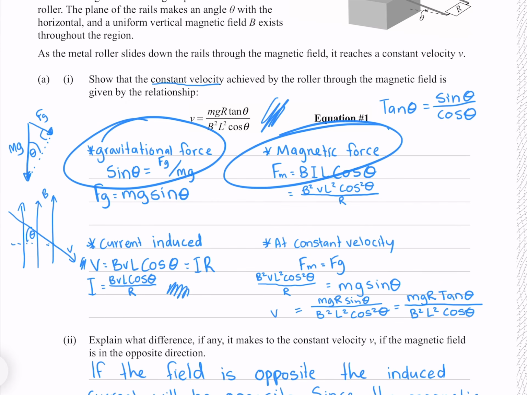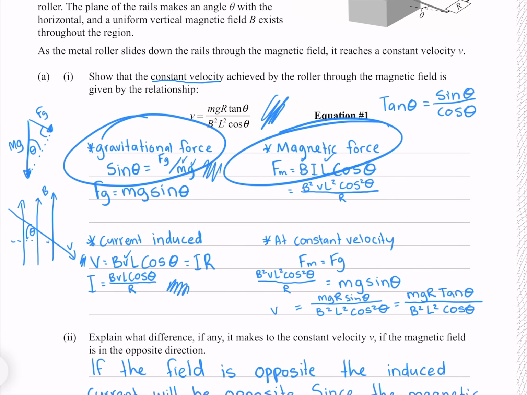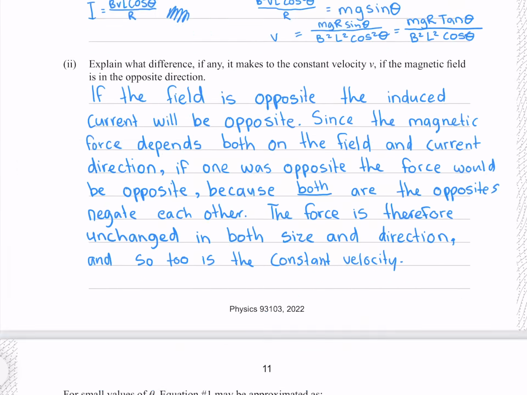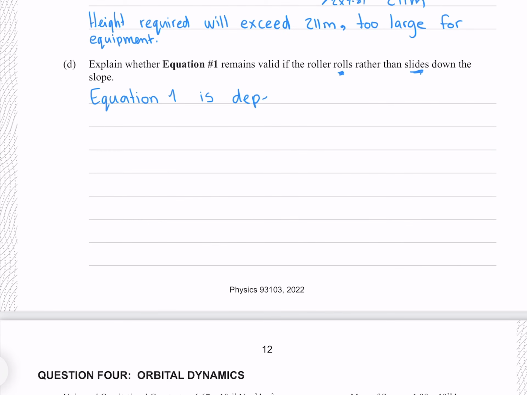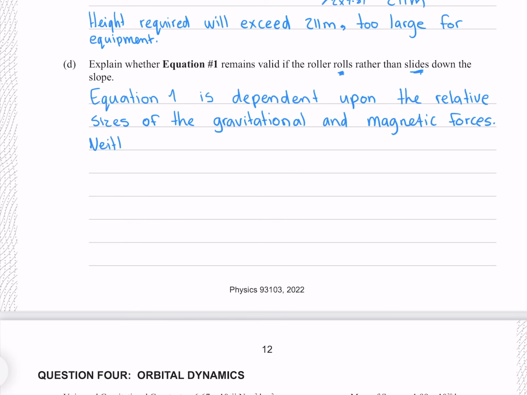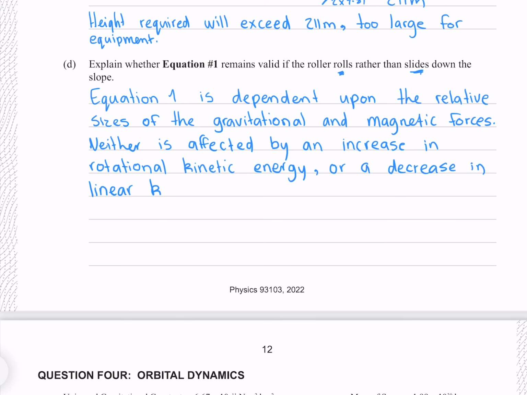Whether or not the roller rolls or slides will have no effect on our gravitational force because it's not going to affect our mass or our gravity, and it's not going to affect our magnetic force because the field is the same, the length is the same, and the velocity required for these forces to balance is the same, therefore our induced current is the same. Equation 1 is dependent upon the relative sizes of the gravitational and magnetic forces. Neither is affected by an increase in rotational kinetic energy or a decrease in linear kinetic energy, so the equation remains valid.